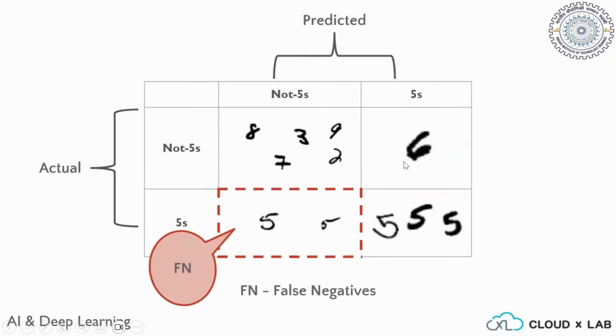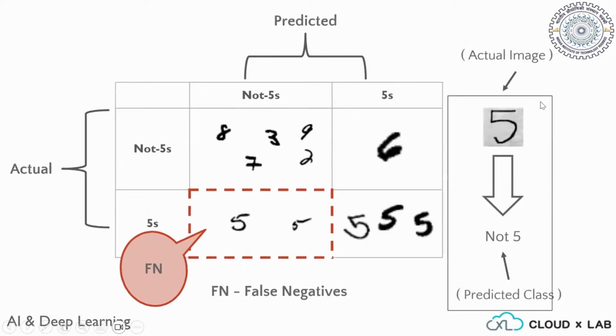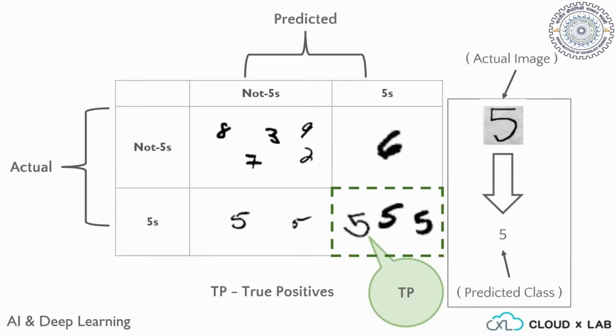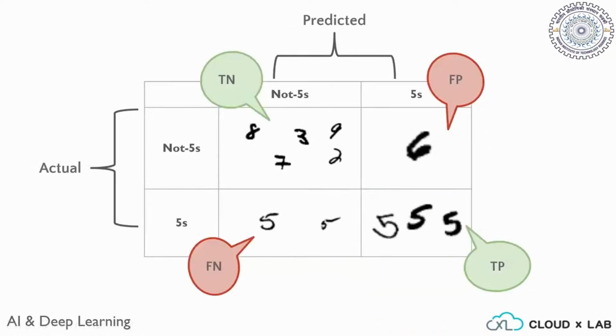The third case is where we are having 5-digit image, but model is telling not 5, right? So this case is false negative. And this is the example where input we are having digit 5 image, but model is predicting not 5 class, right? The other case is true positive, where actually we are having digit 5 image and model is also predicting digit 5 image, right? So these are the 4 cases. Now we will define precision and recall, and we will use these 4 terms: true negative, false negative, and true positive, right?